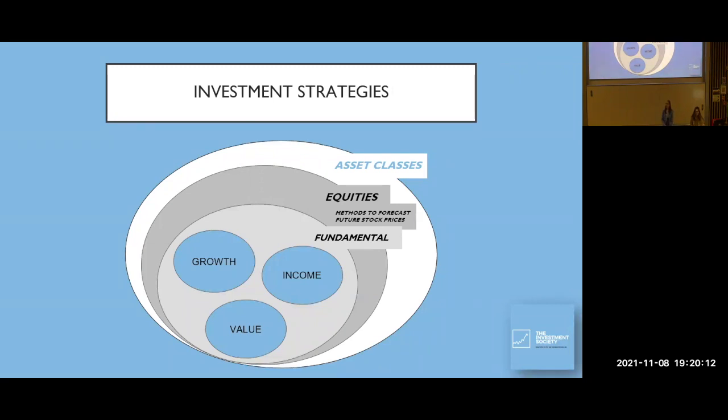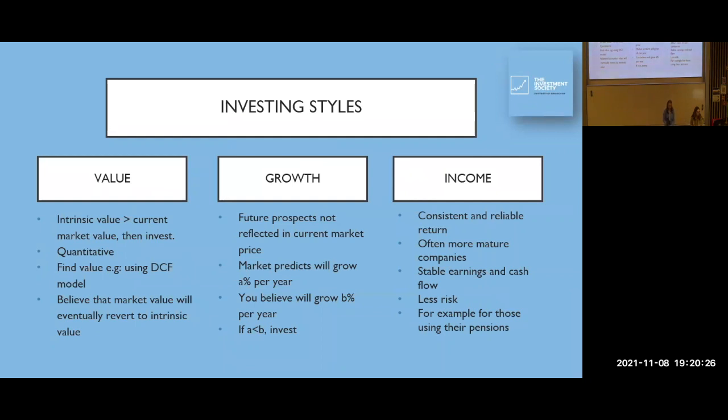Now we will go into a little more detail on different investment strategies. As you can see behind me, there are 3 main types of strategies: growth, income, and value. What is the difference between them? Value is all about finding the intrinsic value of a company. This is quantitative, and you find the value of a company using a method such as discounted cash flow, which we'll be talking about a little later on. Another method is growth. This focuses more on the future prospects of a company rather than its current value.